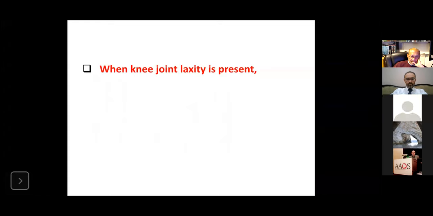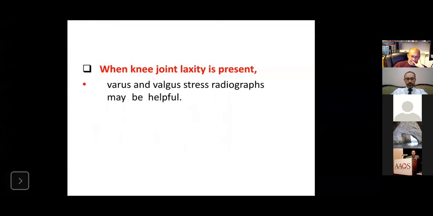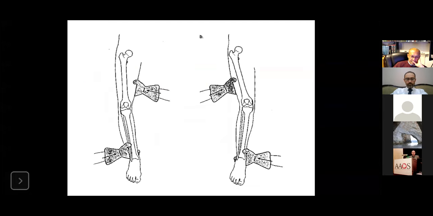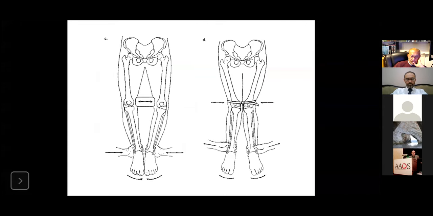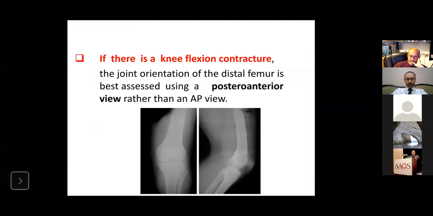Another point is some patients have ligamentous laxity or knee laxity, either varus or valgus. This should be assessed while the patient is supine, either with the manual stress method or the block method for the genu varum, or the strap method for the genu valgum. Also, if we have knee flexion contracture and take an anteroposterior view, there will be overlap between the femur and tibia and the joint line will not be clear. This patient should be photographed facing the long film, having it posteroanterior instead of anteroposterior, to have a clear view of the plateau and the joint line.